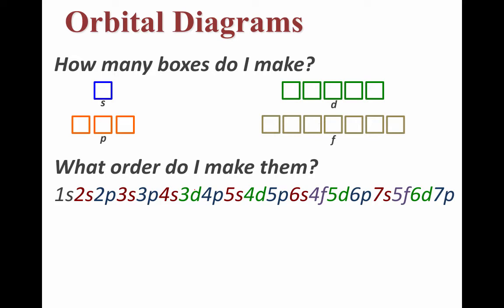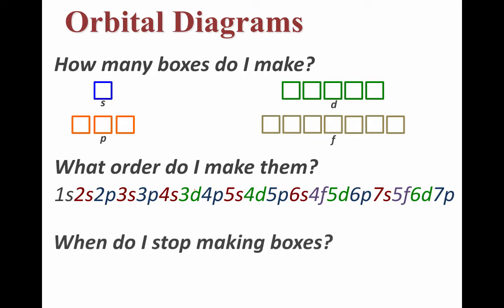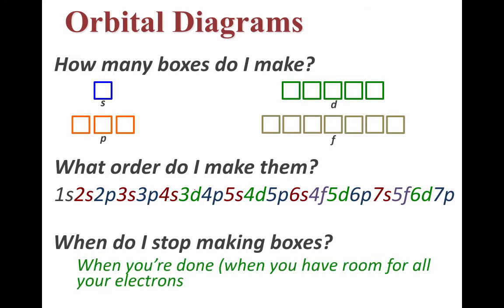It is essential when you're learning how to make orbital diagrams that you write these in the correct order. Now that's a lot to remember. That's why I recommended that you write it down. The third question is, when do I stop making boxes? How do I know when I don't have to keep drawing boxes anymore? And that's the easiest question to answer. You stop drawing boxes when you're done. In other words, when you've got a place for all of the electrons in whatever element you're representing electrons for, you can stop drawing boxes.